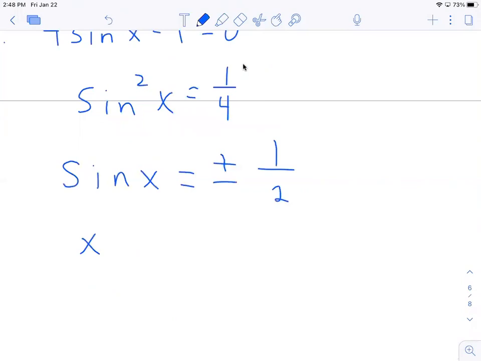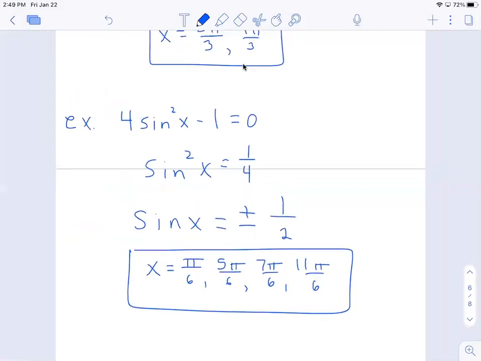So x is going to equal pi over 6, 5 pi over 6, that's our second quadrant, 7 pi over 6, that's in the third quadrant, and 11 pi over 6 is in the fourth quadrant.